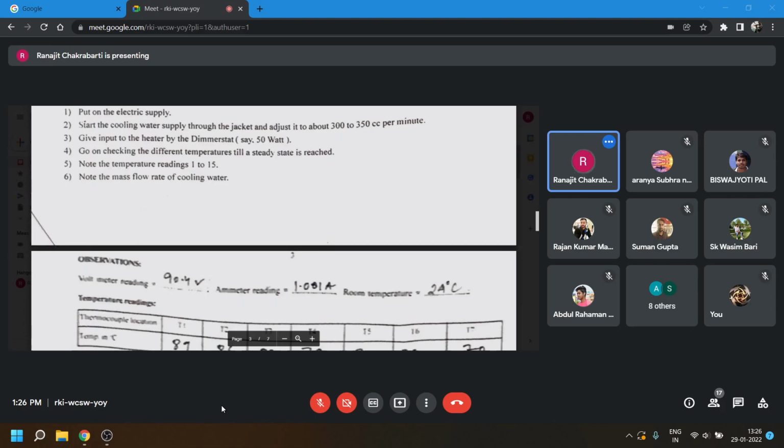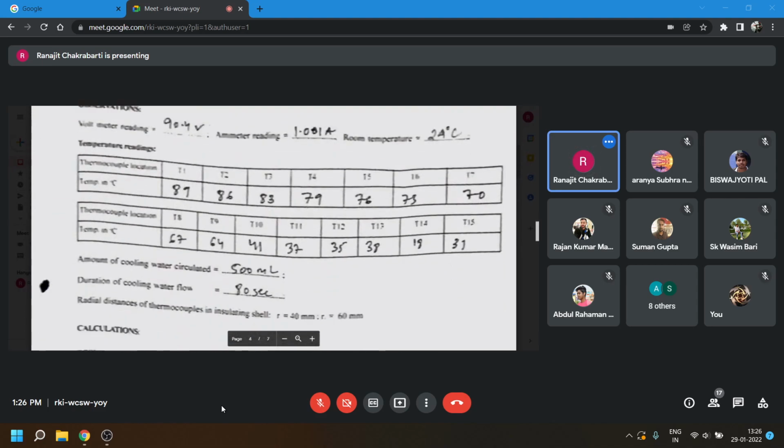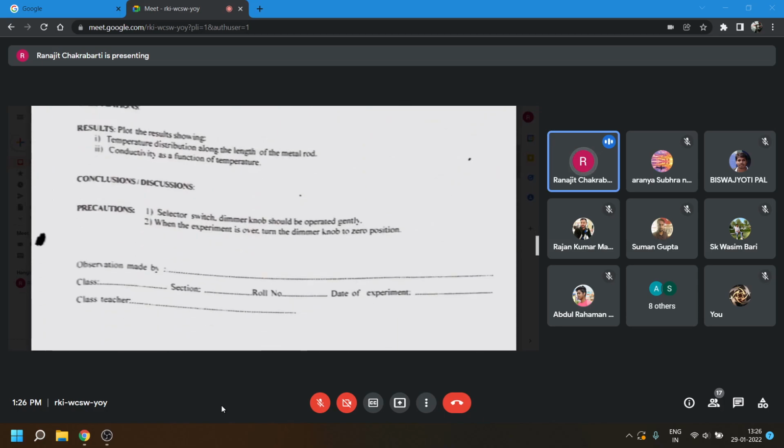Number two is that it is steady. That means the temperature at any cross-section of the rod does not change with time. That is the meaning of steady state. Let us come to the experimental setup.